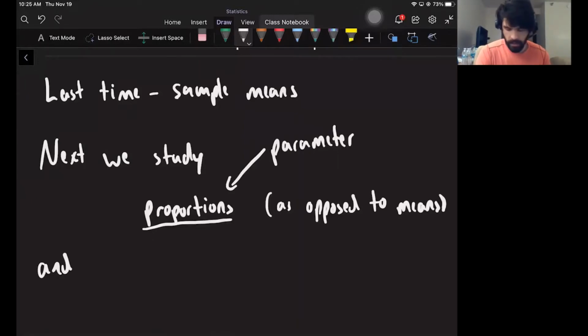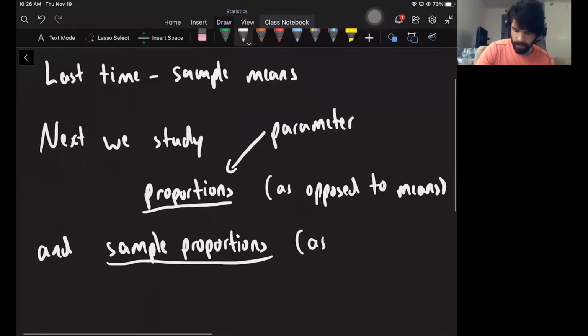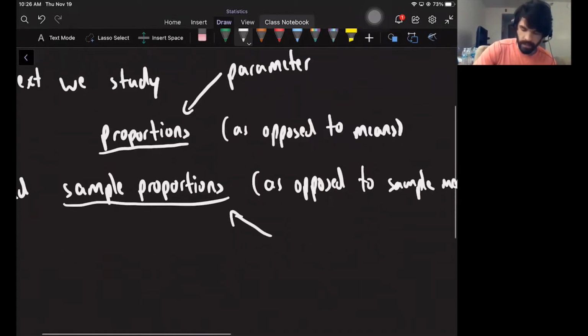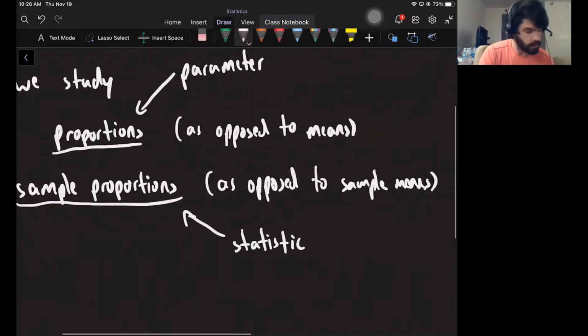And just like we had a mean as a parameter of a population, then we took sample means, and now we're going to look at sample proportions. So we're going to study proportions and sample proportions as opposed to means and sample means. But it's good to keep the comparison going as much as possible. So then this is a statistic because it's a number associated to a sample instead of a population.